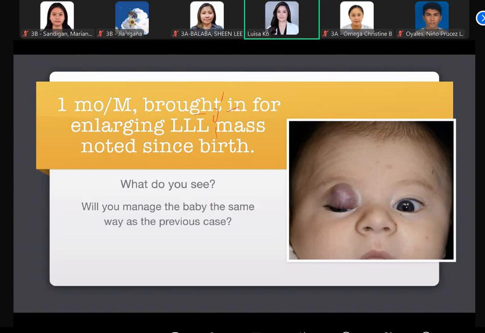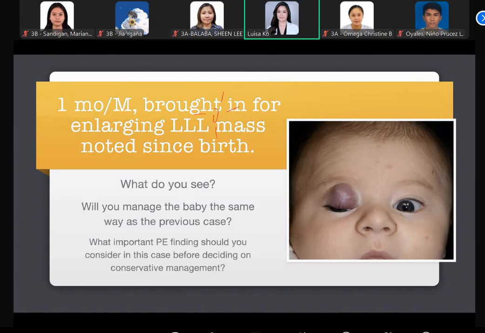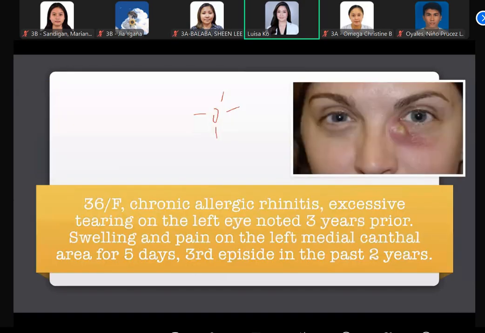Okay, good. But the first line of treatment is still, what did you say again? Beta blocker, Doc, propranolol. Okay, good. Oral, or systemic propranolol. Okay, so this is the important PE finding you should consider: whether it's obstructing the visual axis or not. Any questions regarding that case? You can ask later on also.